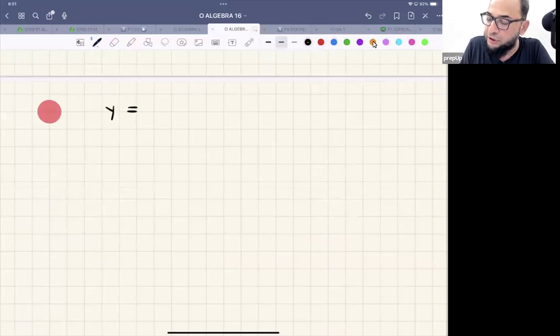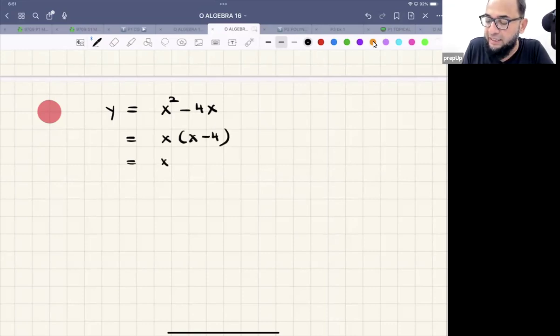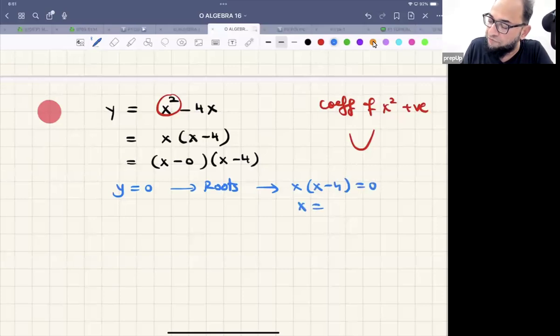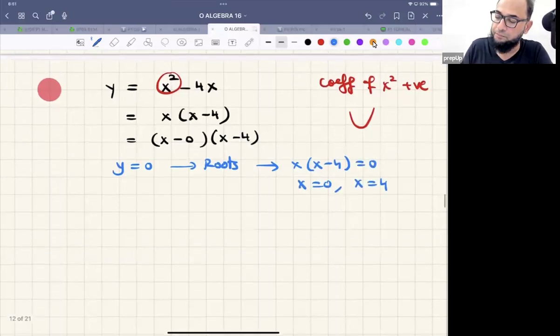y is equals to x square minus 4x. I can write this thing as x bracket x minus 4. I can write this as x minus 0, x minus 4. Now, the coefficient of x square is positive. Therefore, that's the shape. And y is equals to 0 will give me the roots. So therefore, x and x minus 4 equals to 0. Therefore, x is 0, x is 4.